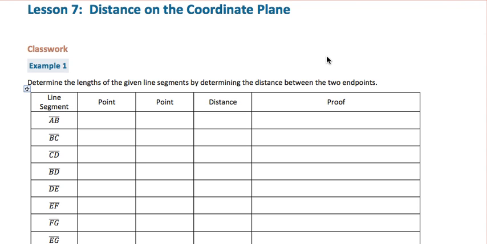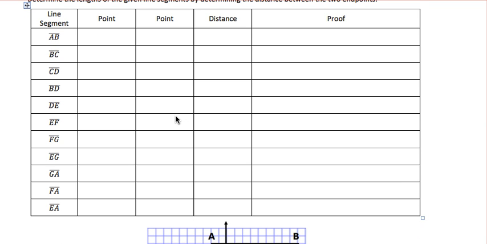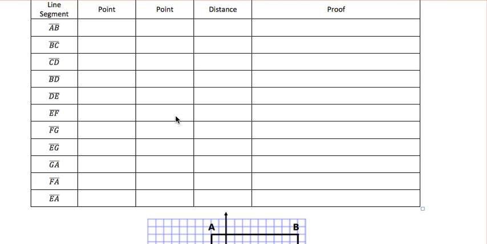Module 5, Lesson 7, we're going to look at distance on the coordinate plane again. And we have a table asking us to determine the lengths of the given line segments by determining the distance between the two end points. So we'll need to slide back and forth, but our first line segment is line segment AB.